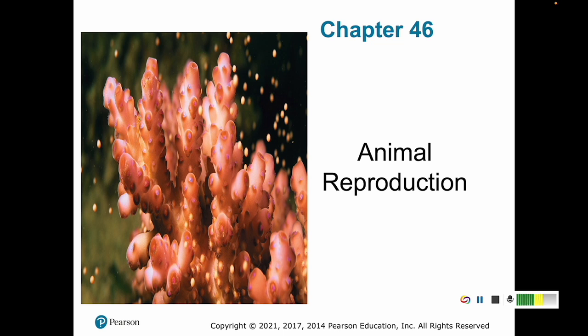In chapter 46, we're going to look at it from the parent's perspective, going through anatomy and menstrual cycles. We'll talk about birth control and pregnancy. And then in chapter 47, it's more from the developing zygote and embryo's perspective. We'll talk about all the stages of what goes on in different types of animals as they are developing.